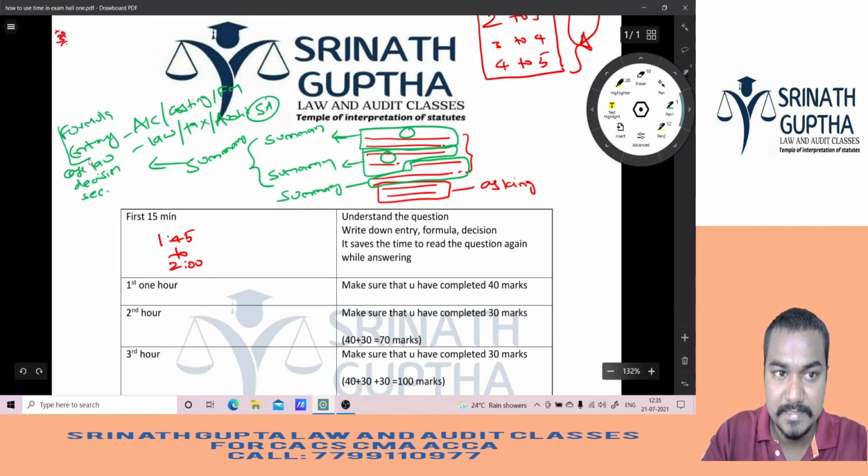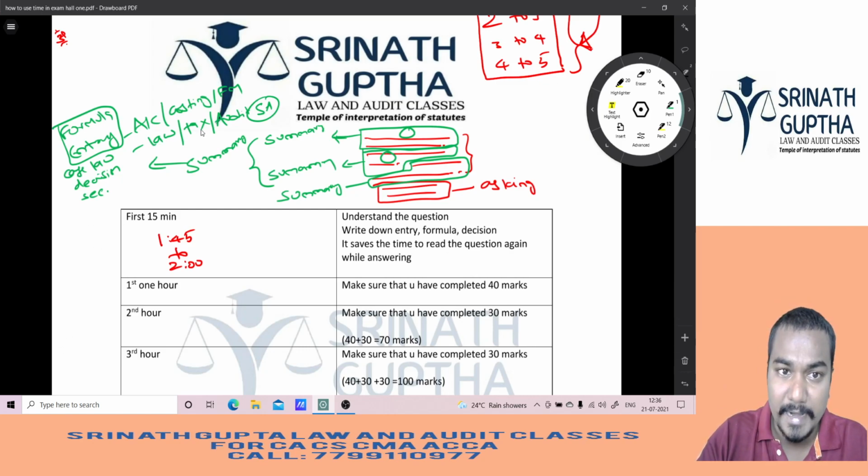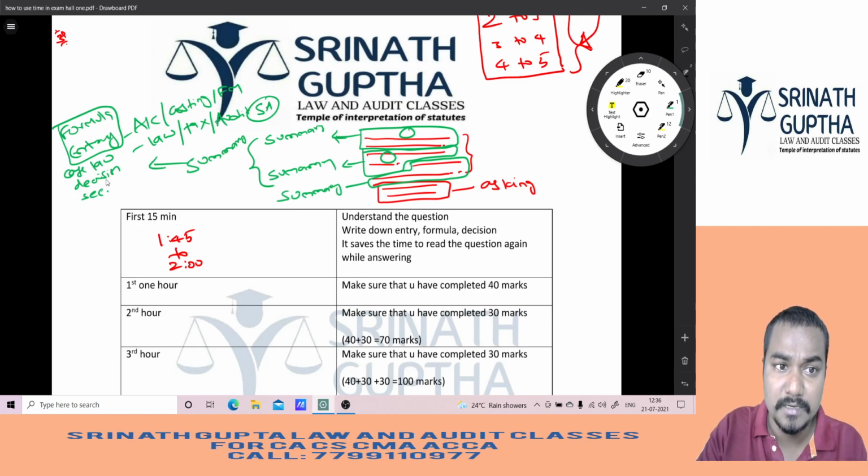So if the question is related to accounts or costing or FM, after reading the question, even if the answer is not available with you, write down the particular general entry or particular formula, so that after the answer sheet is given you can directly get the answers. You need not spend the time again on reading the question. Beta, if it is law and tax and auditing, no, beta, write the case law name or decision or the section number. Clear, no, beta? So this is very important. This is what you should do in the first 15 minutes.